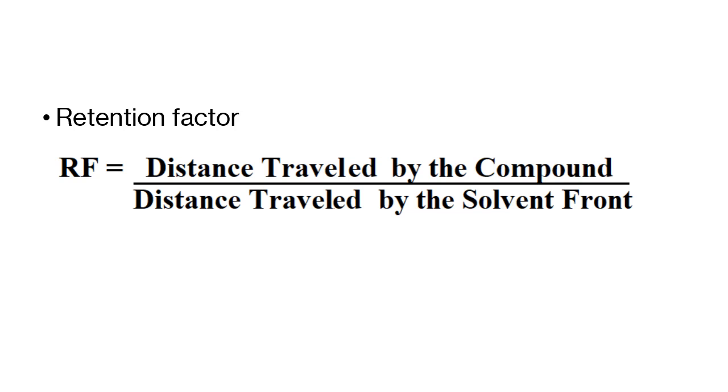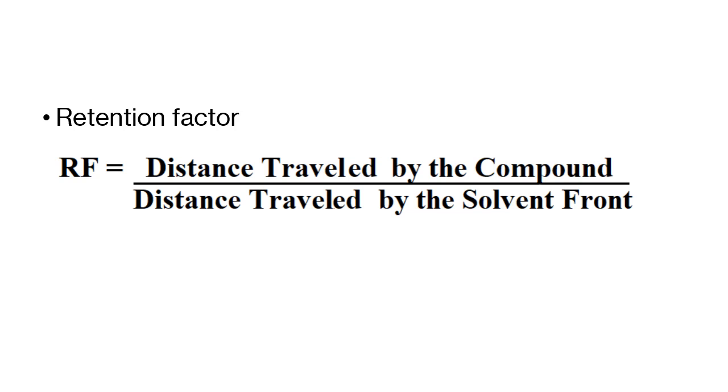This is your formula for the computation: the distance traveled by the compound over the distance traveled by your solvent front. The distance traveled by your amino acid is what you see when you stain it. Then the distance traveled by the solvent front: right after you remove the paper after the time given, you measure your solvent front.